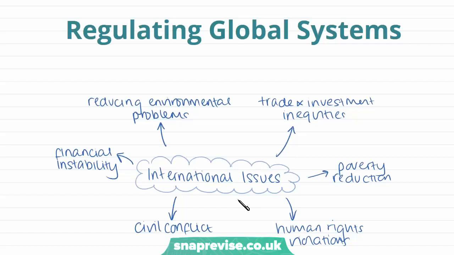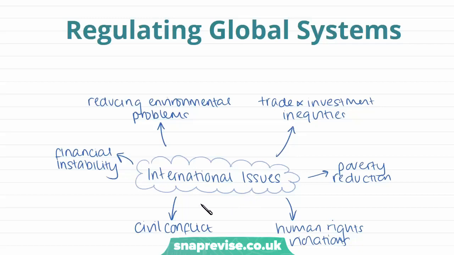So now we're going to look at the international issues which global governance has focused on, and this is typically in response to the acceleration of globalization, and typically global governance is used as a term to describe the process which is about designing laws and rules and regulations to manage the global system.